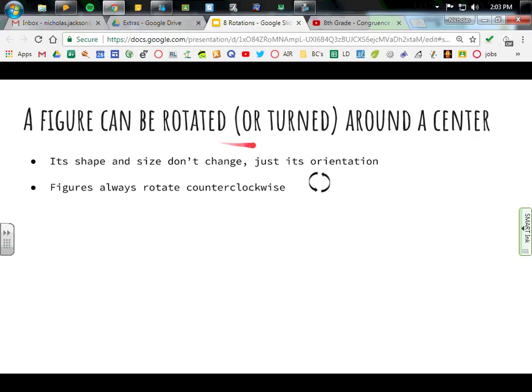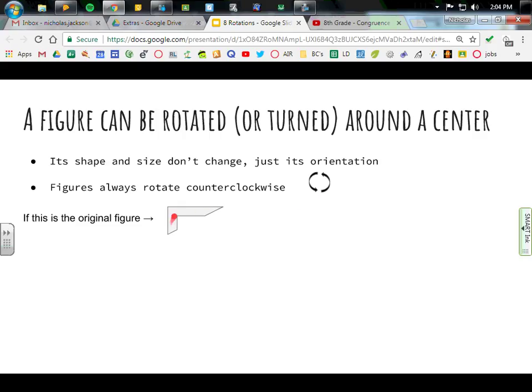So a figure will be rotated around a center. The shape and the size don't change, just the orientation. And the figure, in my classroom, we will always rotate counterclockwise, which of course is in this direction. Figures can be rotated clockwise as well, but just for consistency with the students I work with, we're going to be working on counterclockwise. So let's take a look at some examples.